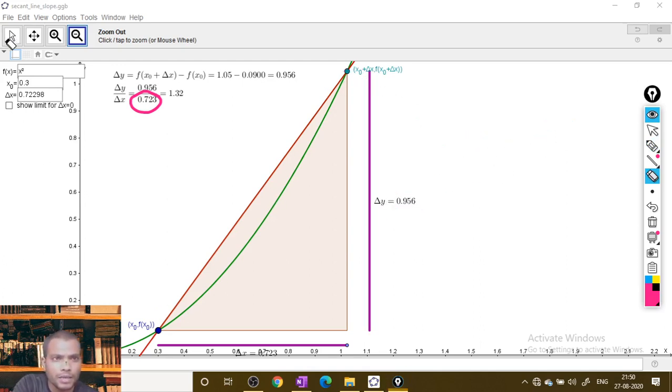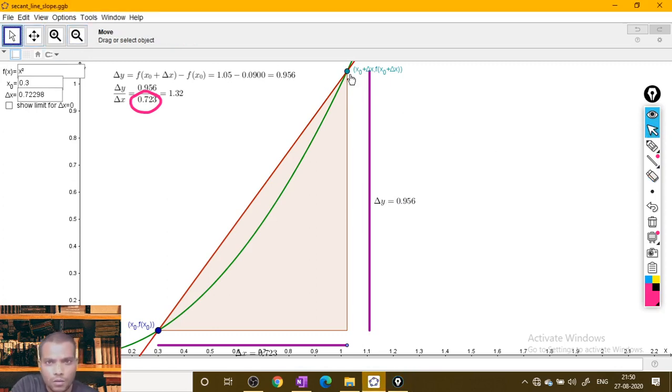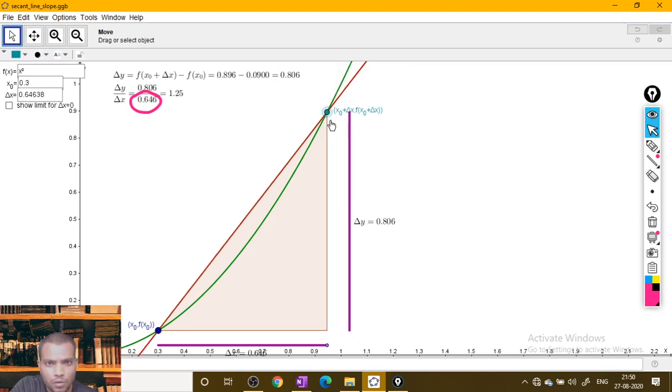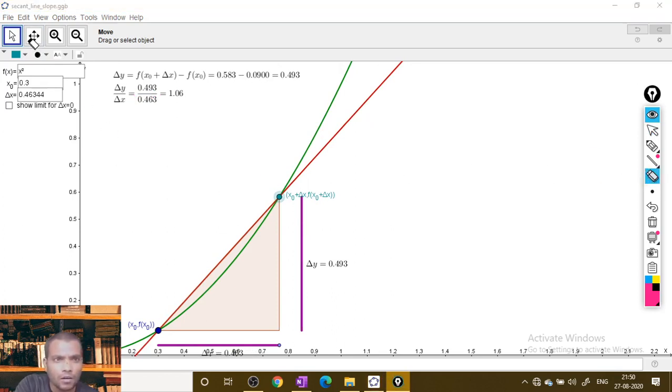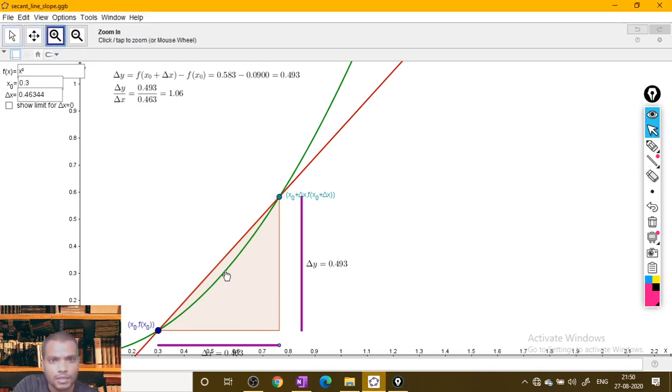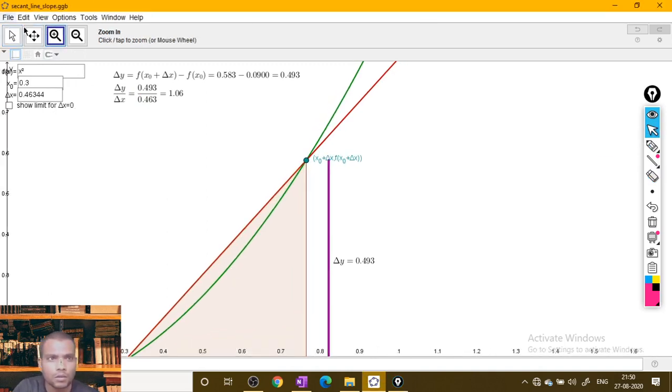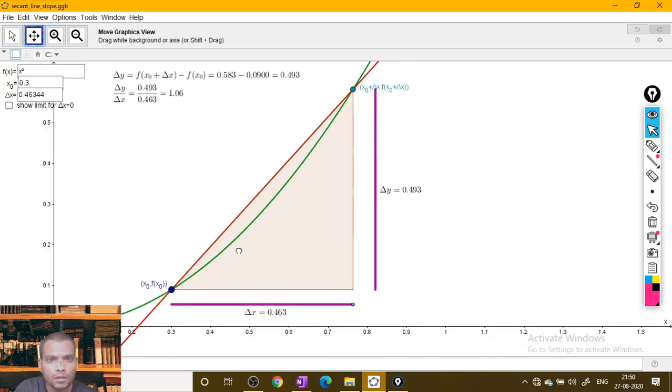Suppose I bring this point further close. Now if I bring this point further close, here you can see the y segment and x segment already changing. If you zoom in, you can see on the graph the very small change in x and y. So the x and y values have changed even less.